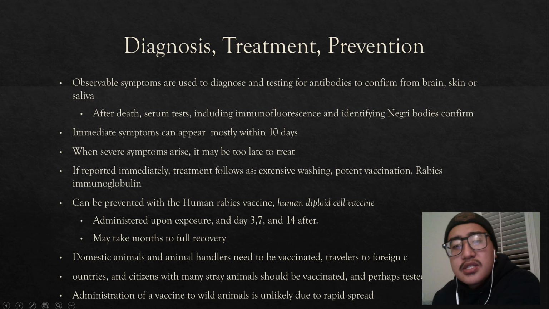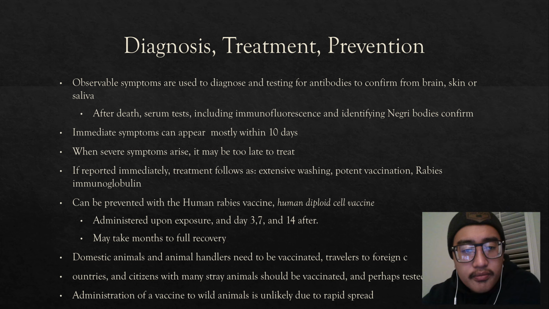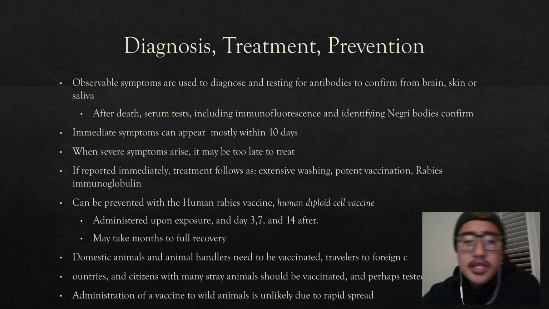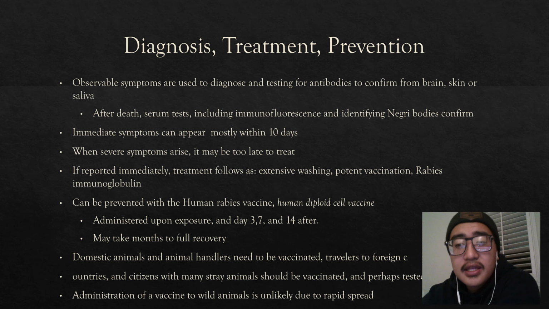So, diagnosis, treatment, and prevention. Upon observation, the symptoms are used to diagnose the rabies virus, as well as testing for the antibodies to confirm using brain tissues or skin and saliva specimens. After death, however, serum tests including immunofluorescence tests identifying the negative bodies are used just to confirm that they do indeed have the rabies virus.